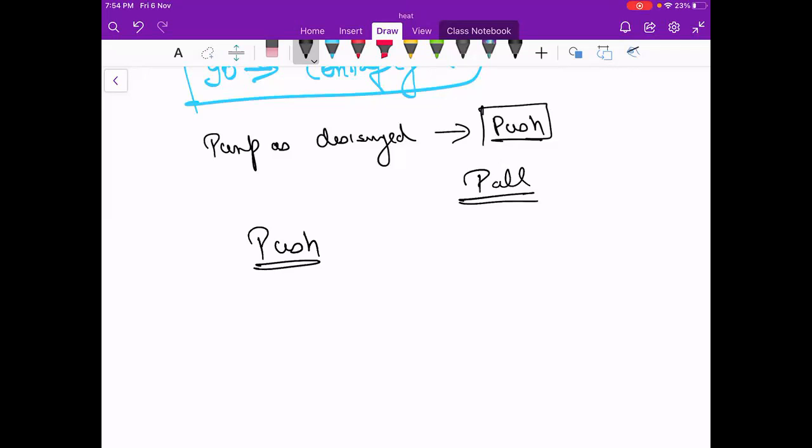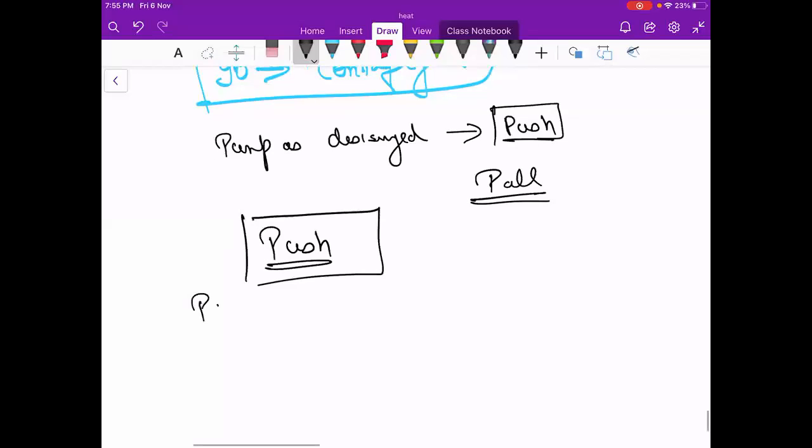So please remember, push is always easy. It is very difficult if you are coming in front of the almira and pulling something, rather than going to the back of the almira and just pushing it. At that time it will be easy. So in the same way, for pump, push is easy.